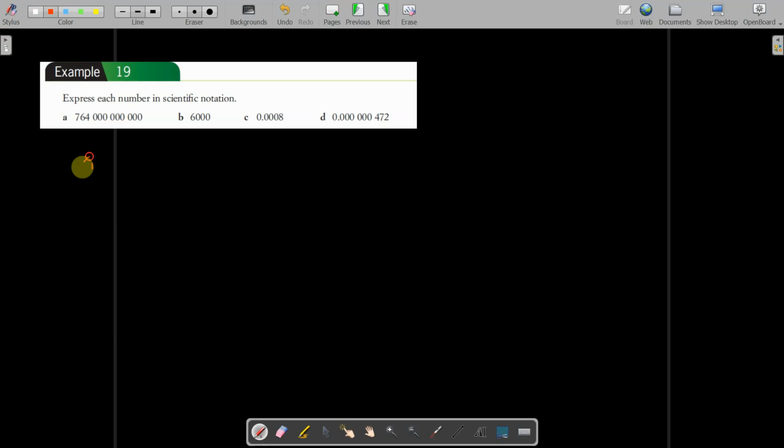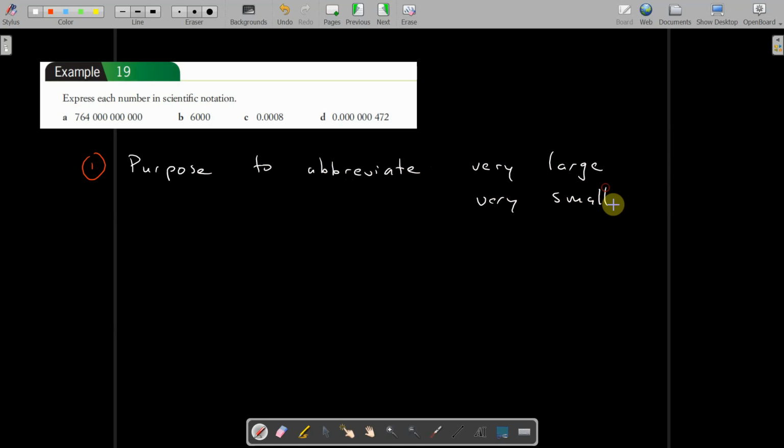The first one is what scientific notation is for, and the purpose of it is to reduce the size, what's called abbreviate, very large or very small numbers. Basically numbers with lots of zeros. So that's the purpose of scientific notation, to make an abbreviation of those sort of numbers, and you can see there's 4 examples here.